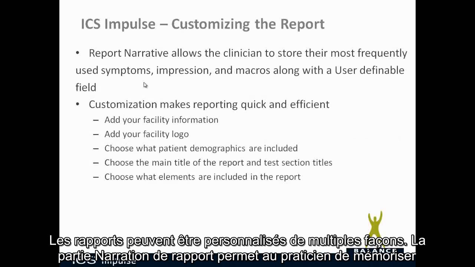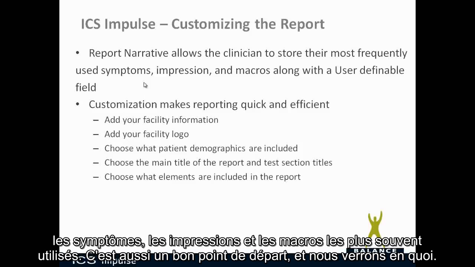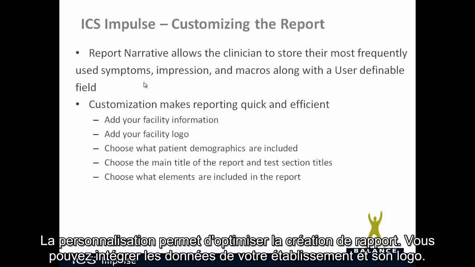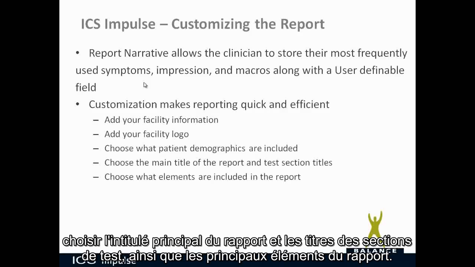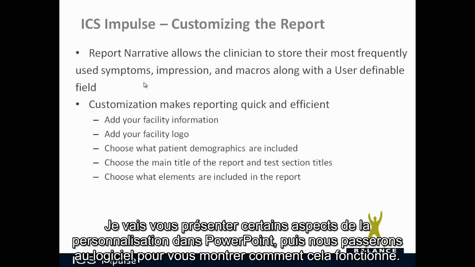There's lots of customization for the report. So the report narrative allows the clinician to store their most frequently used symptoms, impressions, and macros, but obviously we give you some to start with, and we're going to show you that. And then customization makes reporting quick and efficient. So you can put in your facility information, your facility logo, you can choose what patient demographics you want to include on your report, choose the main title of the report and test section titles, and choose the elements for that report. So I'm going to show you some of this customization stuff in the PowerPoint, but then we're also going to go into the software and show you how this works.